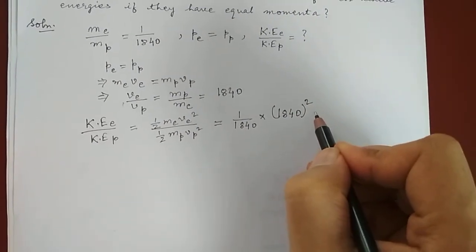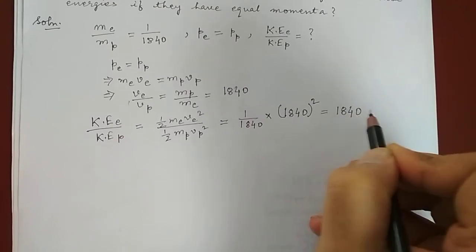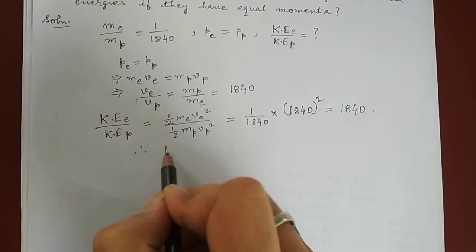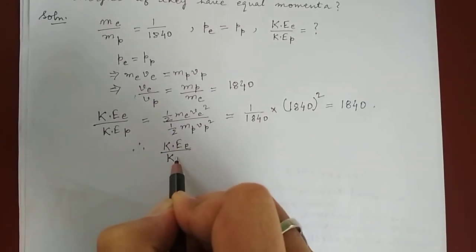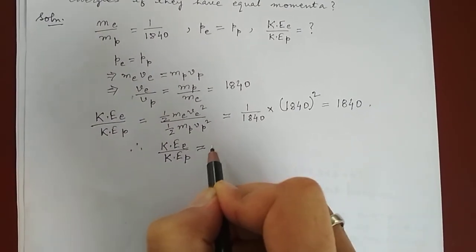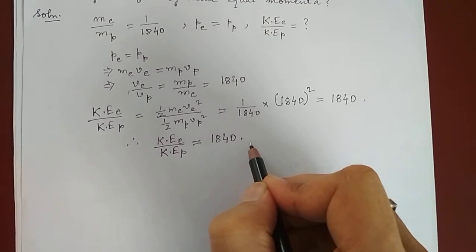so this will be equal to 1840. So you have the required ratio of the kinetic energy of electron to the kinetic energy of proton as 1840. That is your answer.